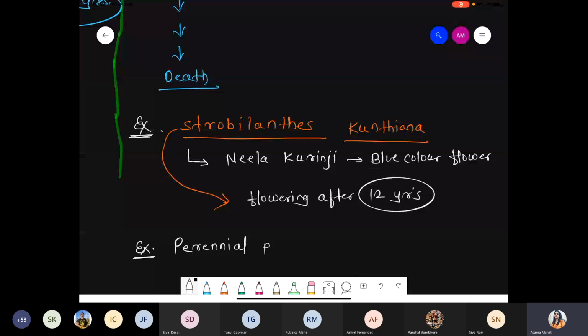So in case of the perennial plant, you know very well, mango. Every year we eat mango because it's seasonal, and also the apple, apples and the mango. A question will not be made from here, actually, apple and the mango, but you have to remember Strobilanthus kunthiana.